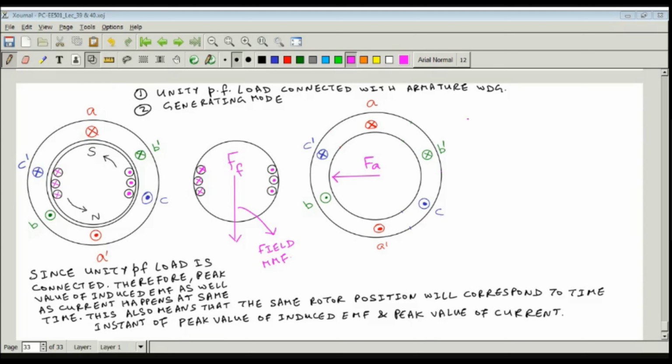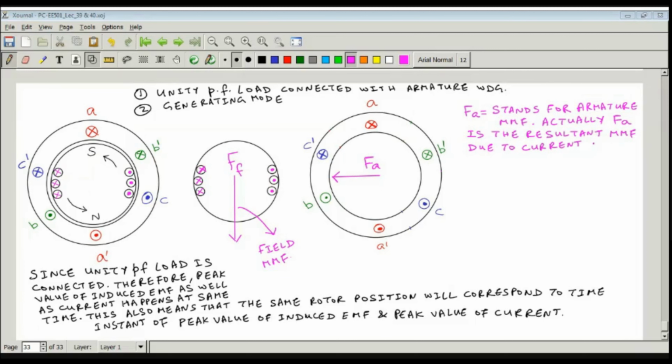Over here, FA stands for armature MMF, not phase A. Actually FA is the resultant MMF due to current carried by coils of three phases A, B, C.